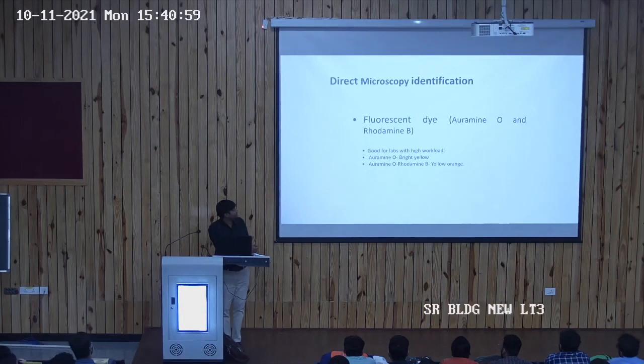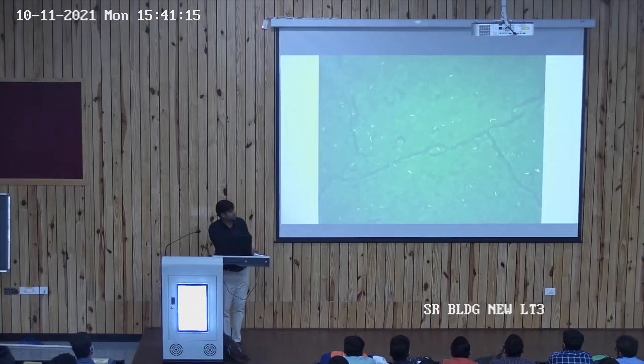For direct microscopy, you can also use the fluorescent dye method, where you use Auramine O and Rhodamine B. It is good for labs with high workload. Auramine O is bright yellow in color, and Auramine O Rhodamine B gives a yellow-orange color. This is how they appear against a green background. You will see yellow-colored bacilli.